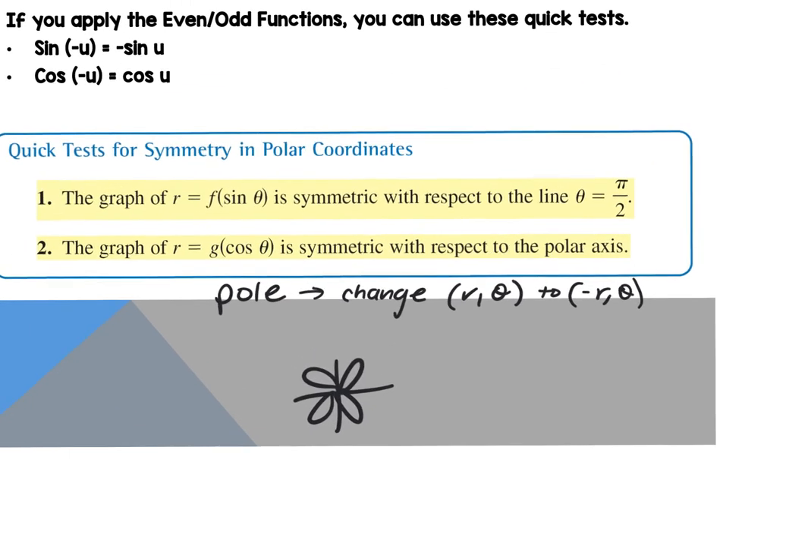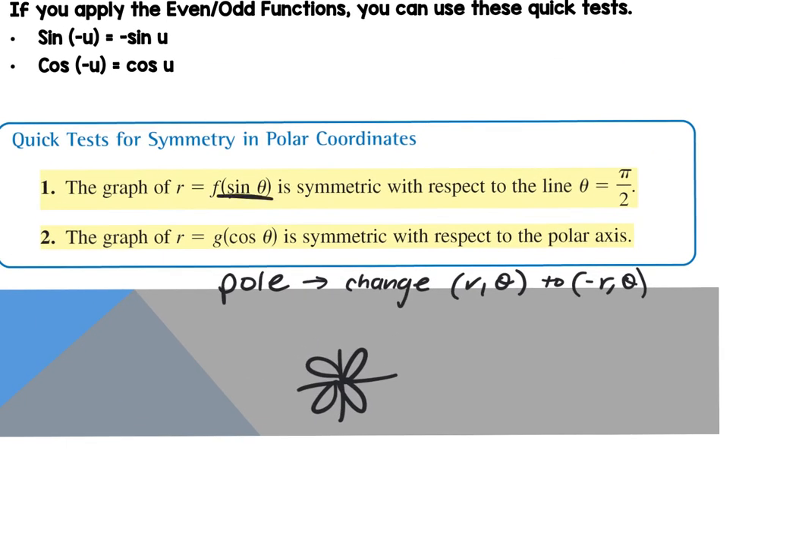But again, if it has cosine, it can also be symmetric to the pi over 2 line. And if it has cosine and not sine, it can also be symmetric to the pole. And then if it has sine and not cosine, it can also be symmetric to the polar axis. So it's not that they can't happen, it's just that it's not guaranteed.